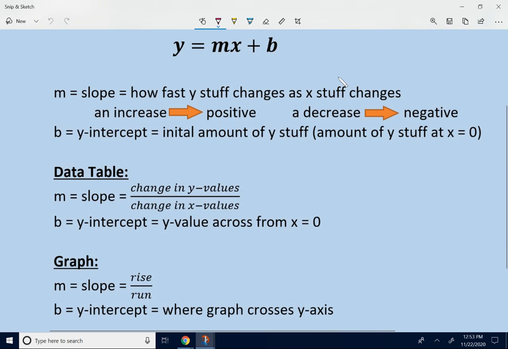Okay, on this lesson, you're going to be working with DeltaMath. You're going to be working with the data table and finding the equation. But I want to look at all of this important stuff again.